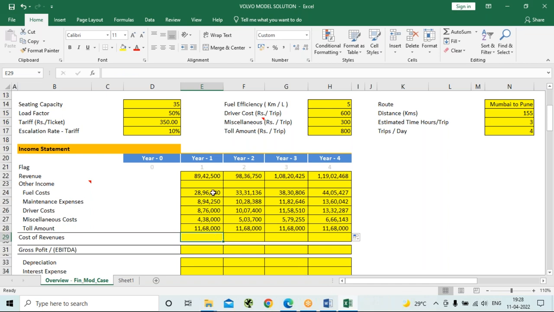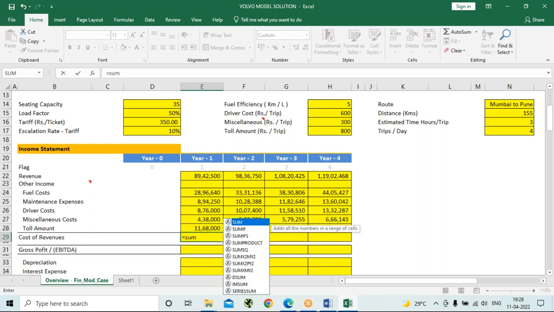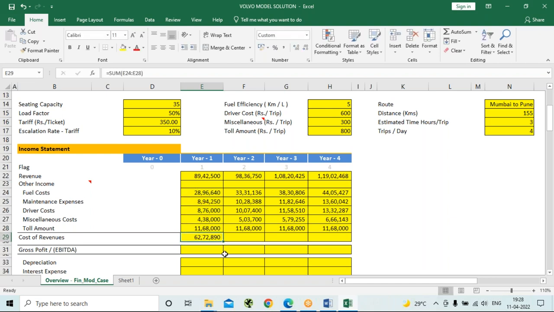So this is how the calculations of all the expenses are to be done, and the cost of revenue will be equal to the sum of all these values, which comes up to 62,72,890. So this is the total expenses that you have.